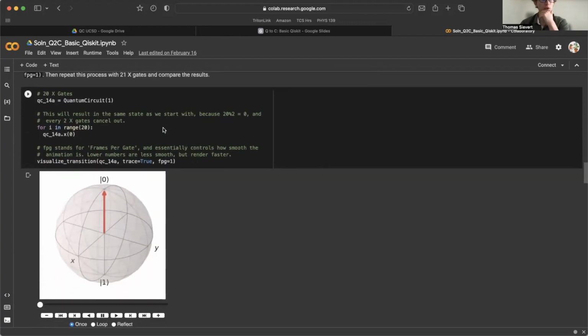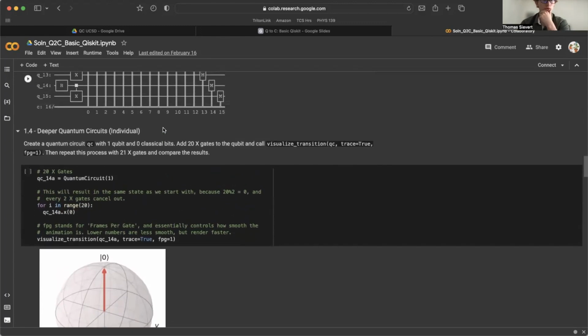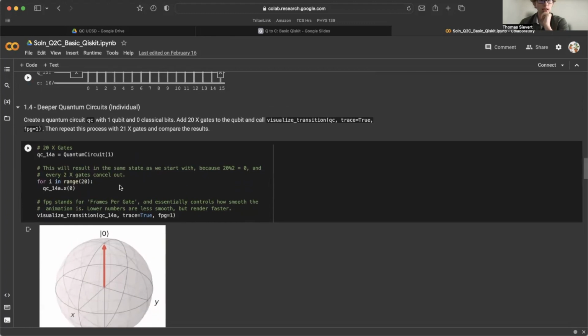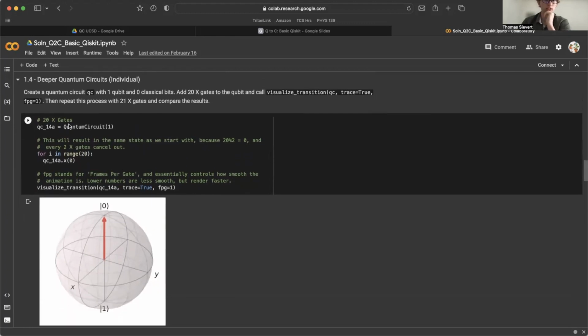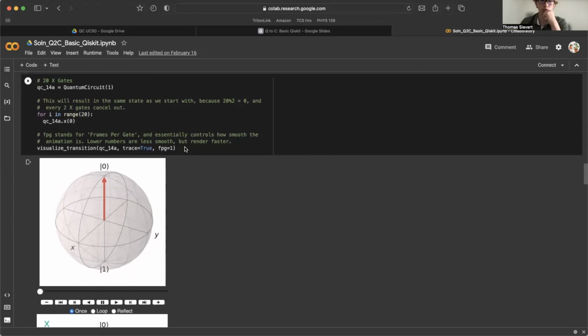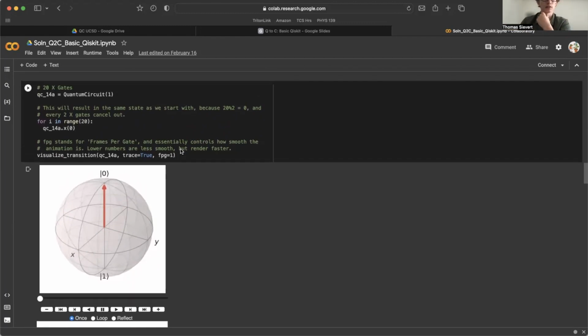And then the last thing I wanted to show in terms of general Qiskit knowledge is using this circuit, which is a 1 qubit circuit. But we apply 20 X gates. So remember, the X gate is kind of like our bit flip. It takes us from 0 to 1 and 1 to 0. We apply 20 X gates and see what the output is, and then compare that to applying 21 X gates and seeing what the output is. So we use visualize transition. This exercise is also just an excuse to make you use visualize transition.